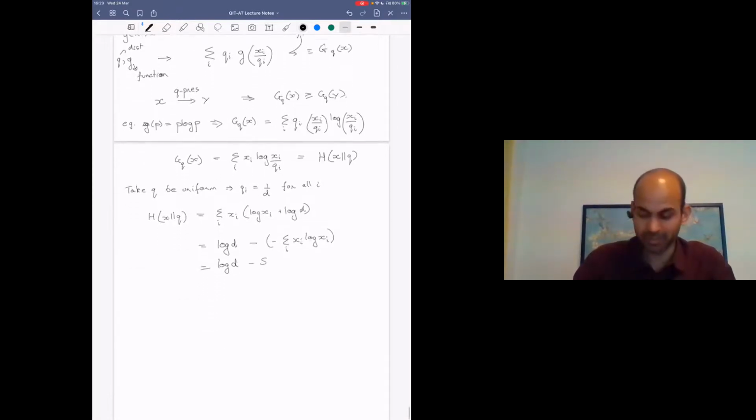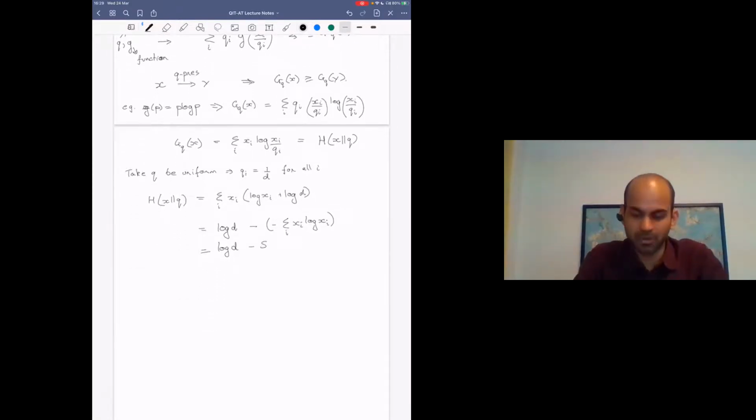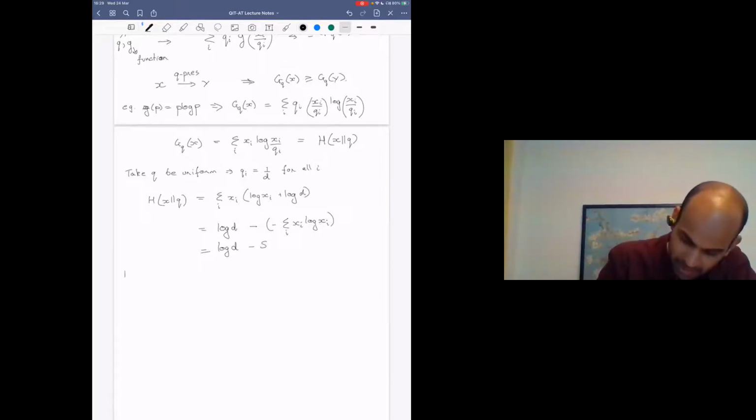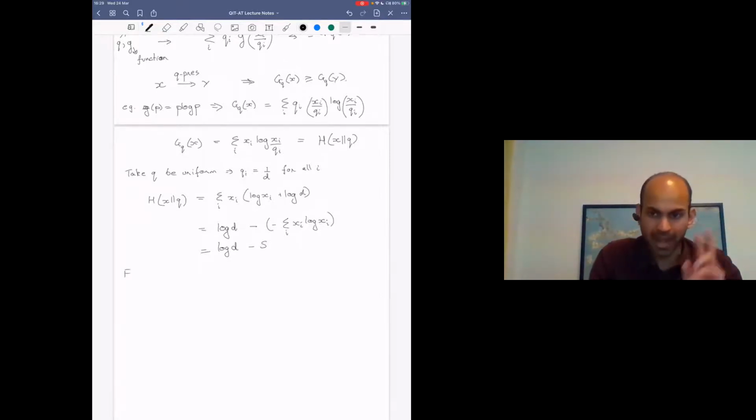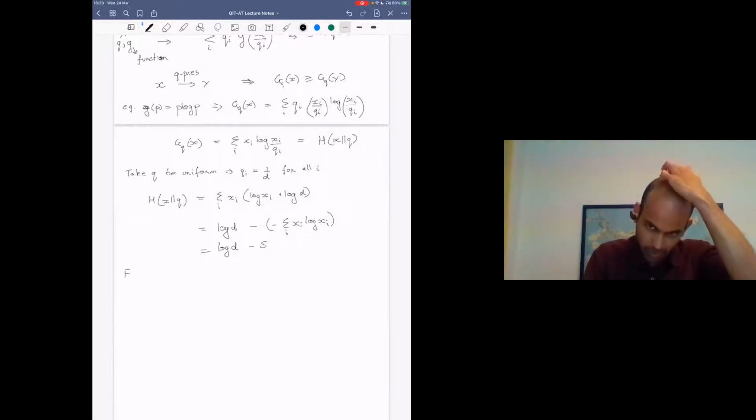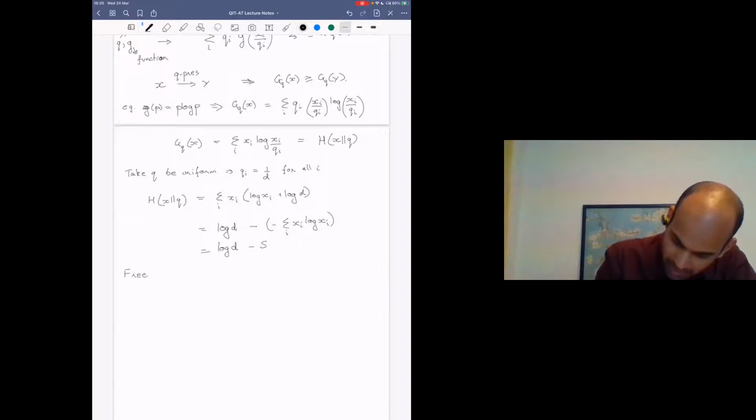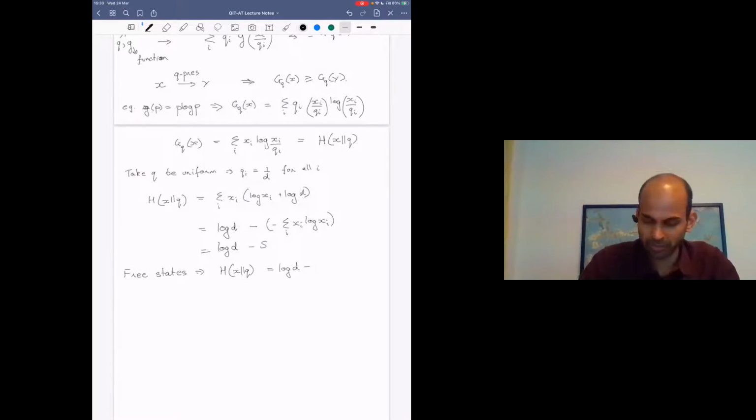And you see the log d is the magic number here, because remember we said that free states under the usual entropy function were just minus log d. But now we see that free states have the property that h of x given q is equal to log d minus the entropy of the free state, and free states are maximally mixed states. So the entropy is always log d themselves, which gives 0.